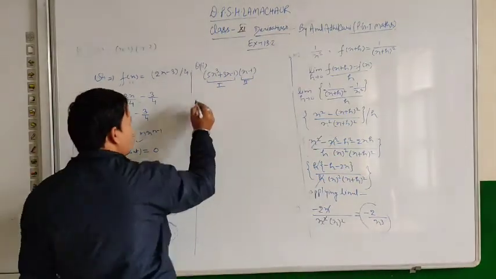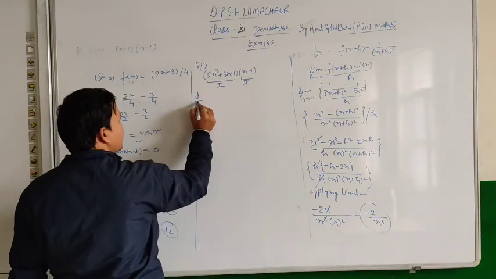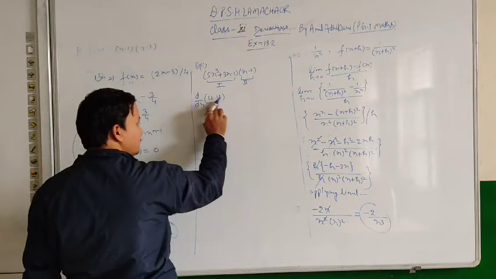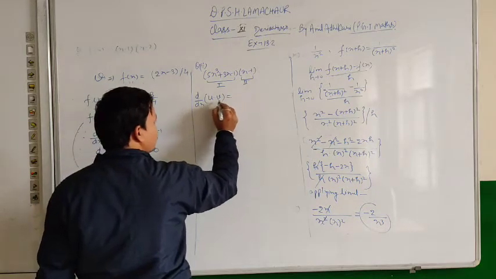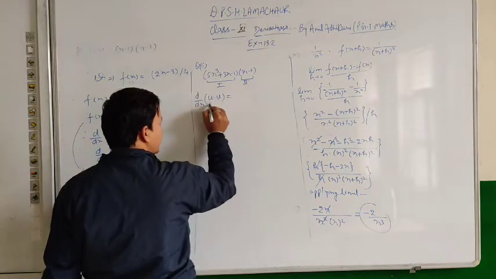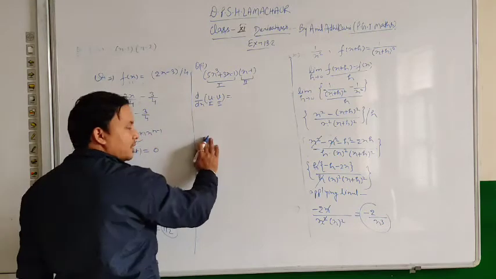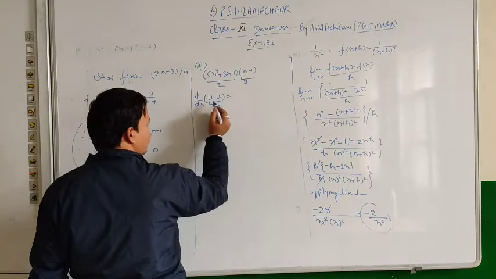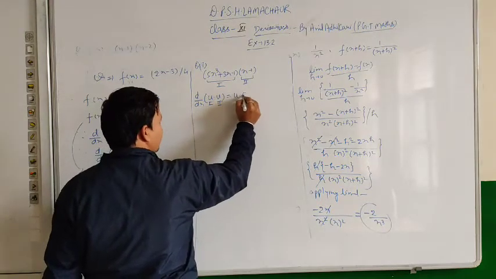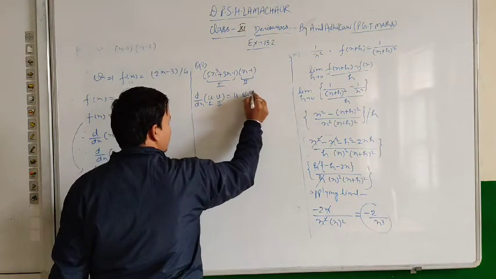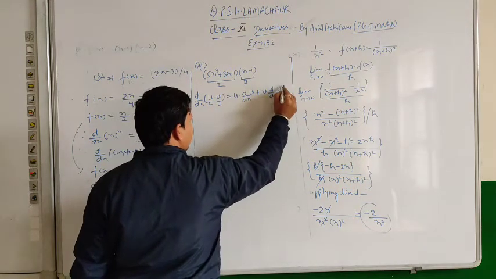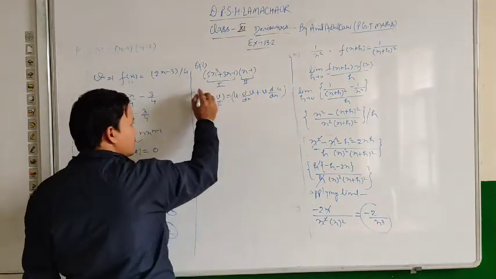So what is the product rule of derivative? d by dx of any two functions, let them be u and v. Let u be the first function and v be the second function. So what is the formula of the derivative? First function into derivative of second, plus second function into derivative of first. Okay, this is the formula we are using here.